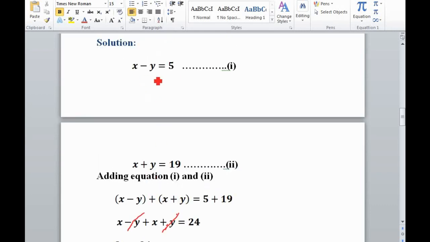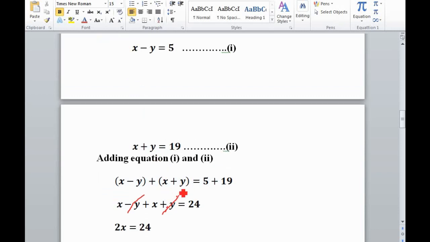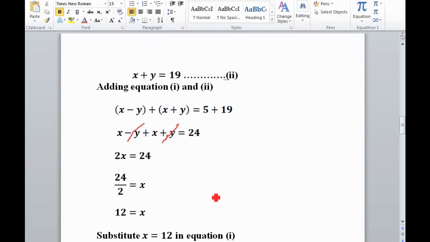So the left side of equation 1 is x minus y, plus the left hand side of equation 2 is x plus y, equals the right hand side of equation 1 is 5 plus the right hand side of equation 2 is 19. Now simplifying, we get x minus y plus x plus y equals 19 plus 5 equals 24. Again we have positive y and negative y.